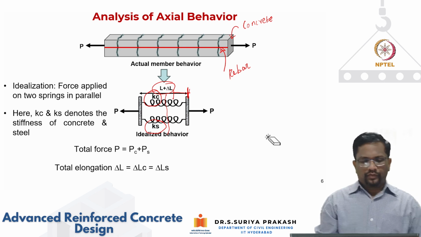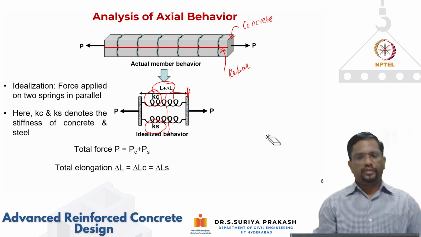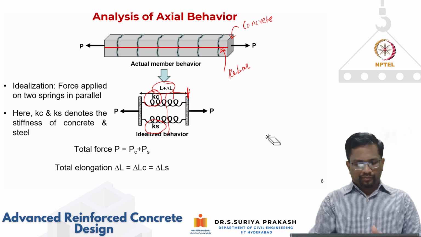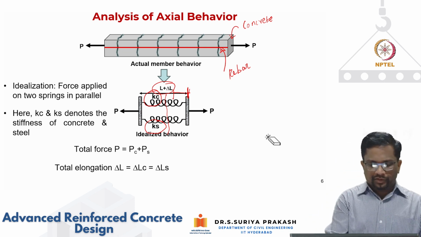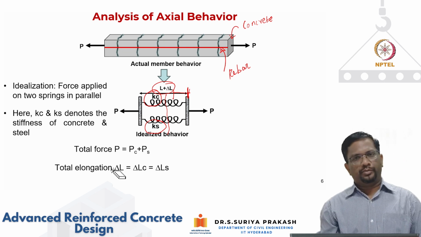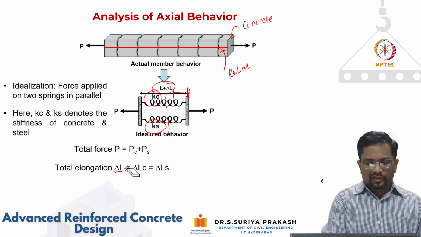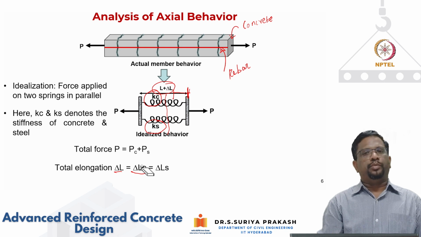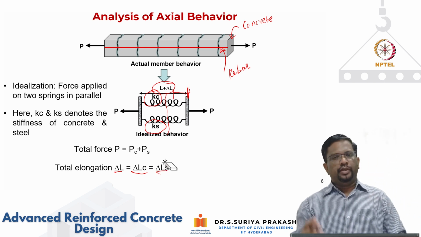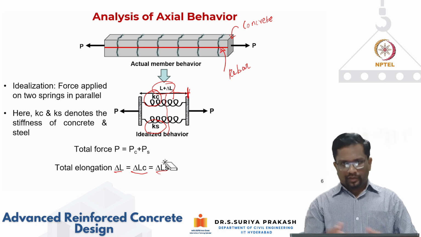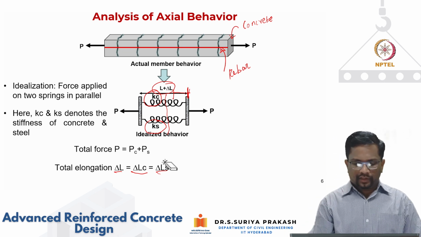Right. So we can see that the total elongation in the system, that is delta L, both the springs, concrete as well as steel, undergo the same deformation. So we can write the compatibility condition: the total elongation delta L is the same as what is happening in the concrete and the same as what is happening in the steel. In other words, elongation in steel and concrete are the same because they are under axial tension.